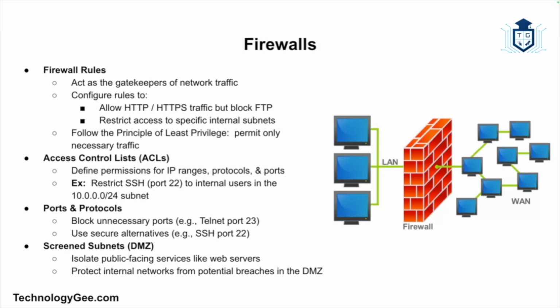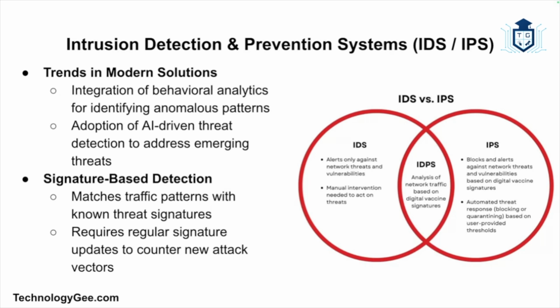Next we have what are called ports and protocols. Understanding ports and protocols is vital. You want to block unnecessary ports like Telnet, which uses port 23, and instead use SSH, or Secure Shell, which uses port 22. And then we also have a concept called screen subnets, which are also known as DMZs, or demilitarized zones. These are isolated zones that host public-facing services like web servers. Screen subnets add a layer of protection by ensuring that breaches in the DMZ do not extend to the internal network.